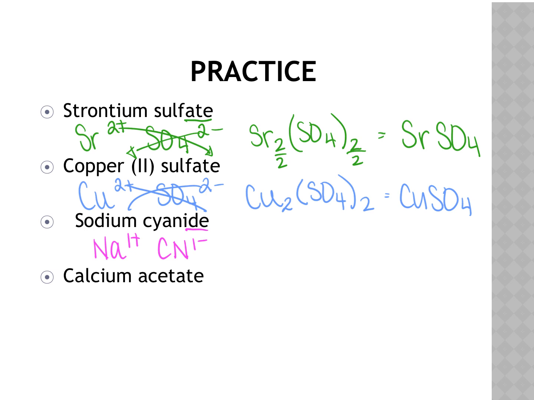Good. What's our next step? Crisscross. Okay, crisscross. We end up with Na1, CN1. And do we write the ones? Okay. So we'll just write it as NaCN.